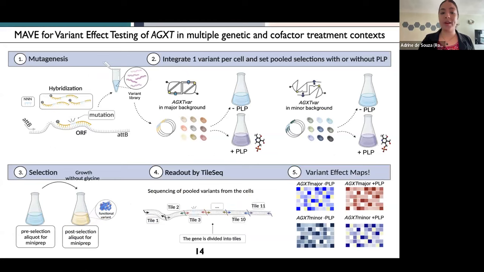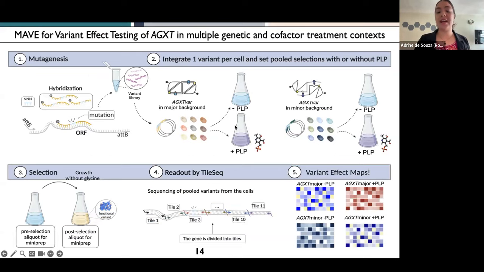So then I went for the pipeline of MAVE to really test all the missense effects of AGXT by first doing mutagenesis of all possible missense variants. And then I made this library in the background of the wild type allele and in the background of the minor allele. And I transformed this yeast and allowed them to grow in media either without the cofactor or with cofactor treatment, so plus PLP.